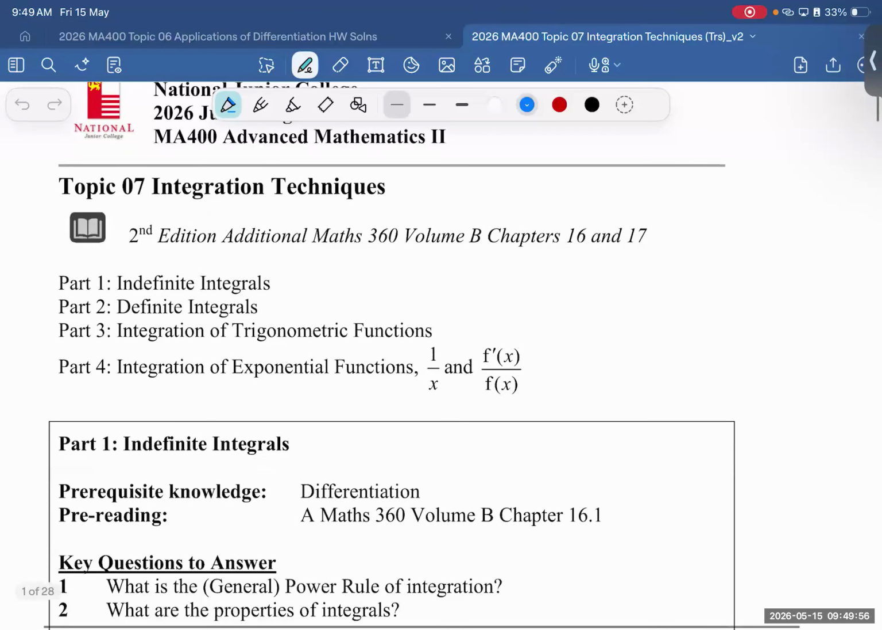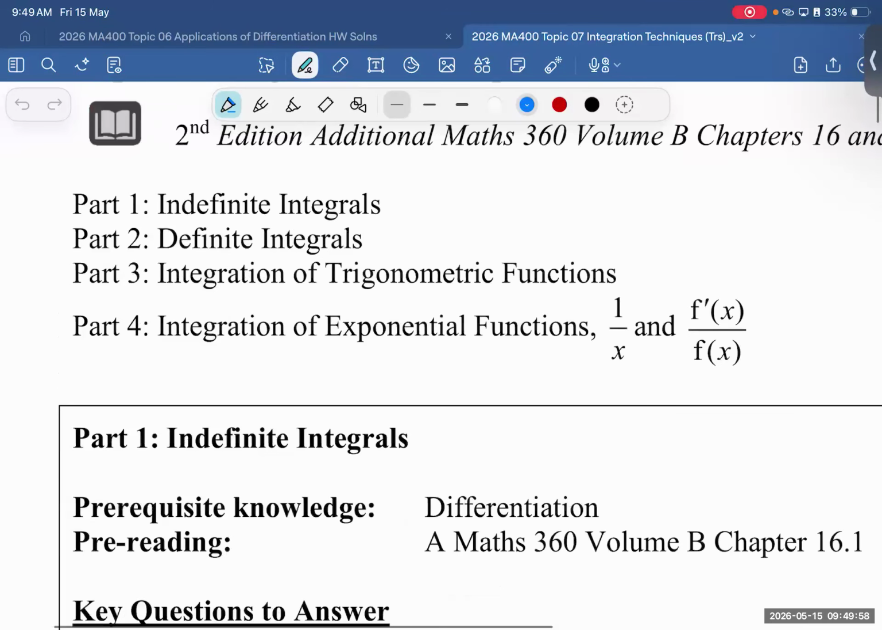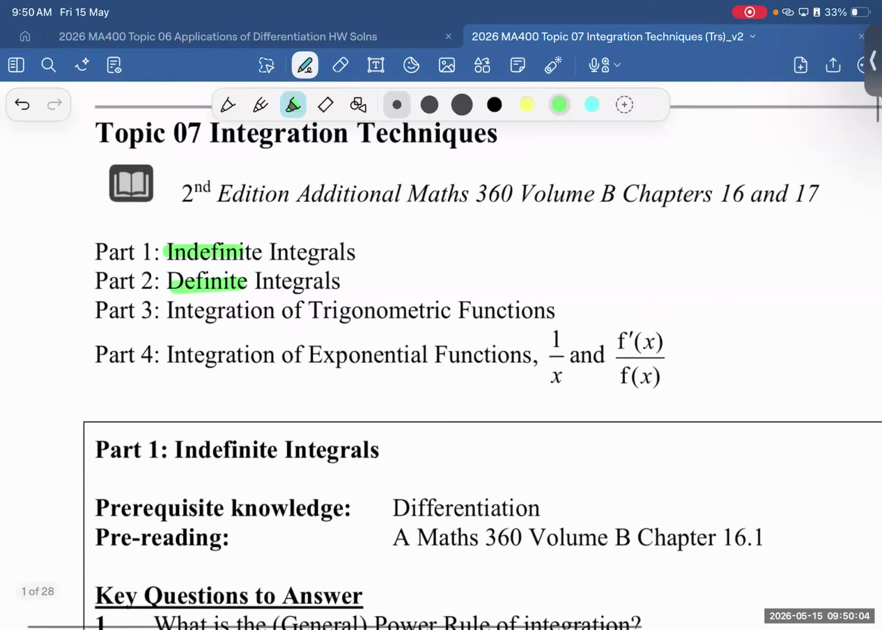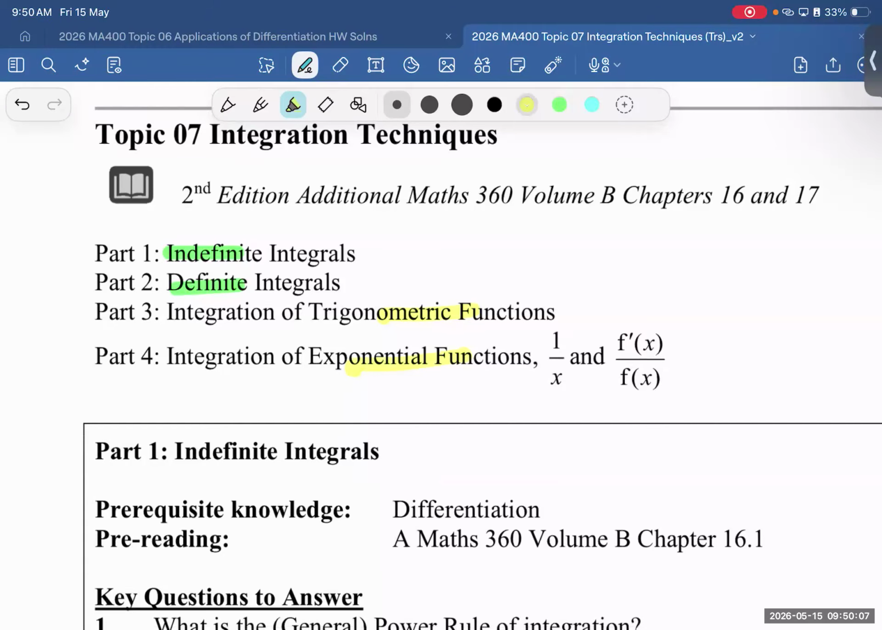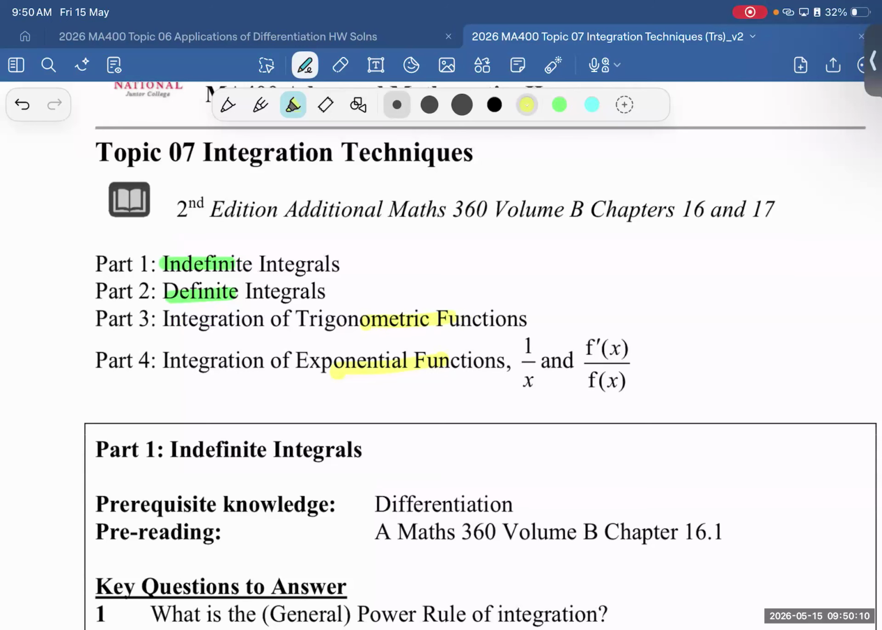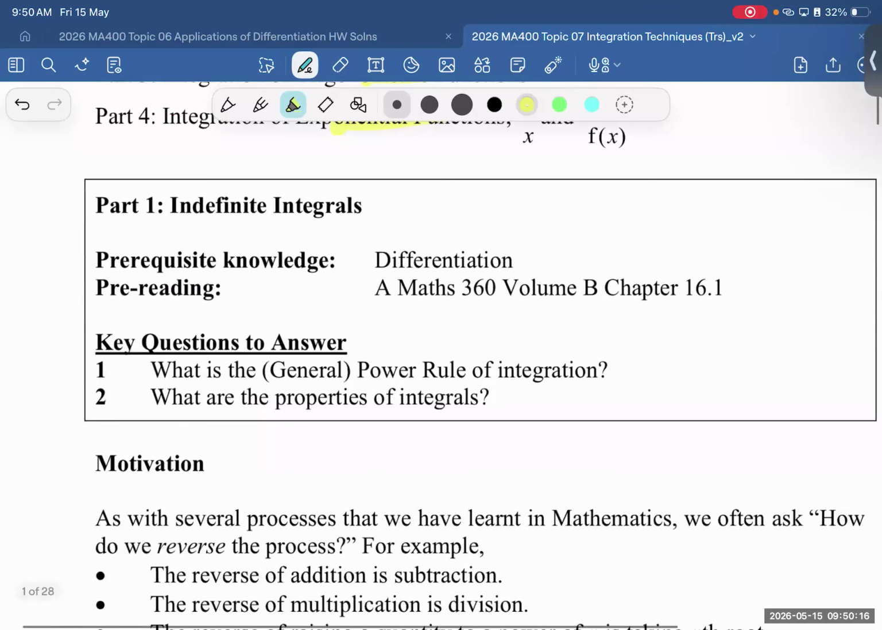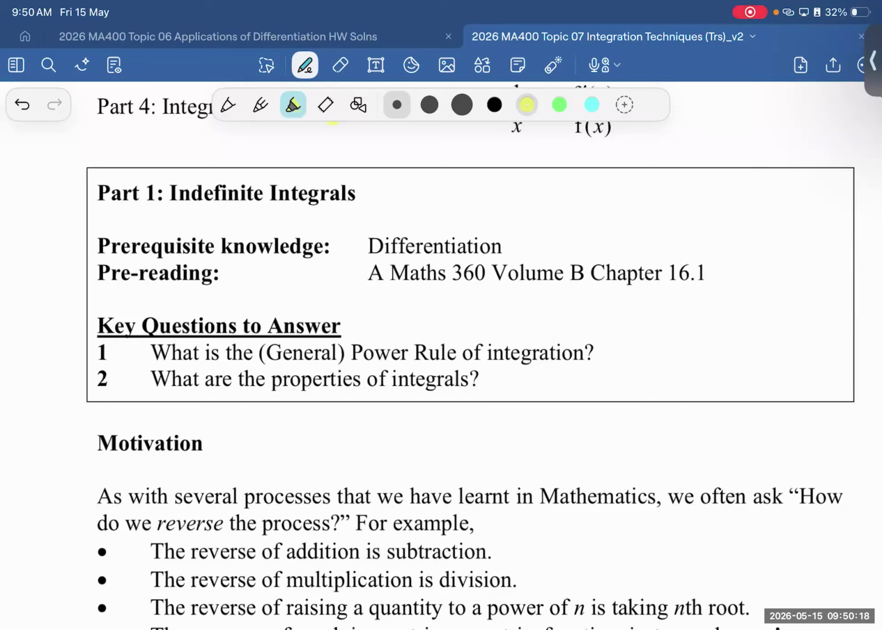Now we first talk about indefinite and definite integrals. I will explain the difference later on. We talk about integration of trigonometric, exponential, and also a bit of logarithm. So, what are indefinite integrals? Indefinite integral, when we talk about integration, is basically the reverse of differentiation. It's like endothermic, exothermic, or oxidation and reduction. Everything has a to and a fro.